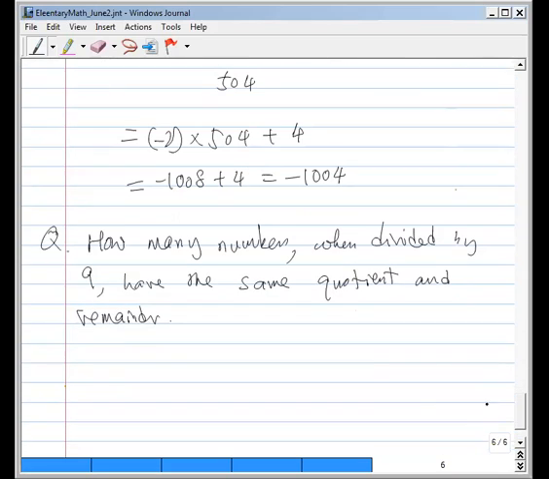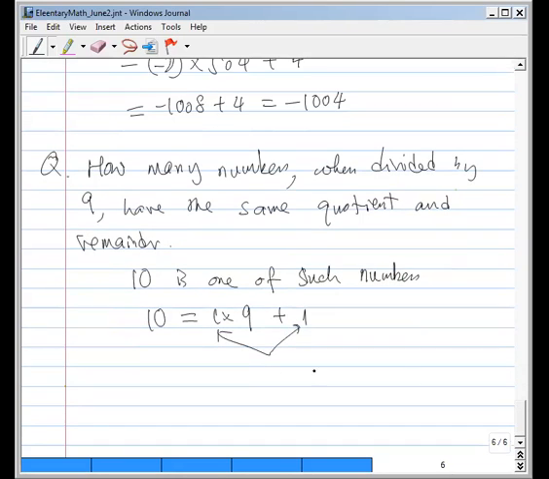So I'll give you an example. 10 is one of the numbers. Why? Because 10 when divided by 9 is 1 times 9, and the remainder is 1. So the quotient equals the remainder, right? The quotient is 1. The remainder is also 1.